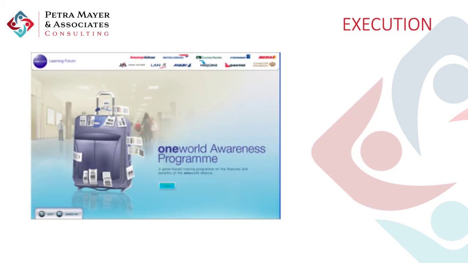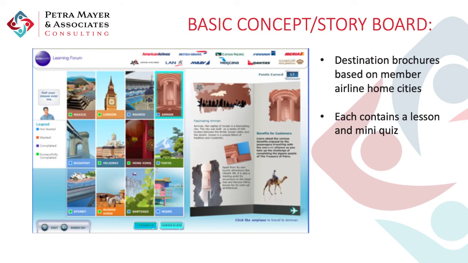The execution was a Flash-based user control training module that allowed the user to progress through the learning in an interactive way. They could choose the sequence in which they viewed the elements, and this made the activity fun and engaging. The basic concept was based on a tourism brochure, or a stack of tourism brochures, something that you would expect to see at a travel agency.